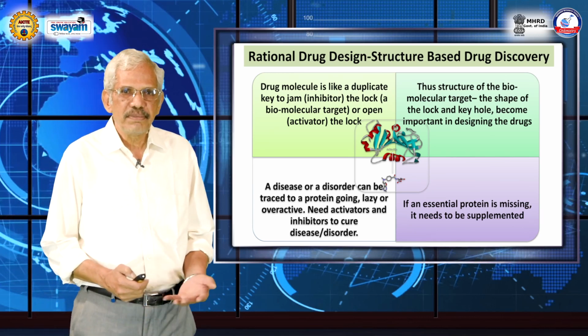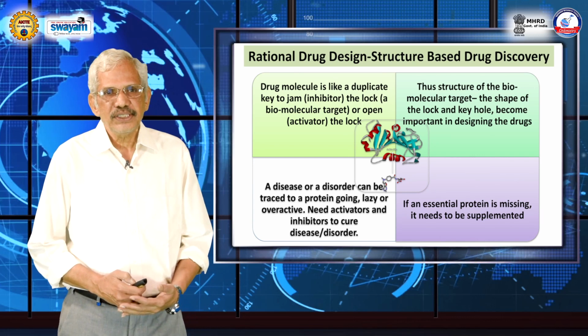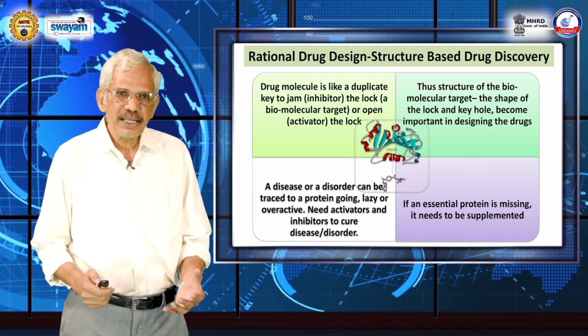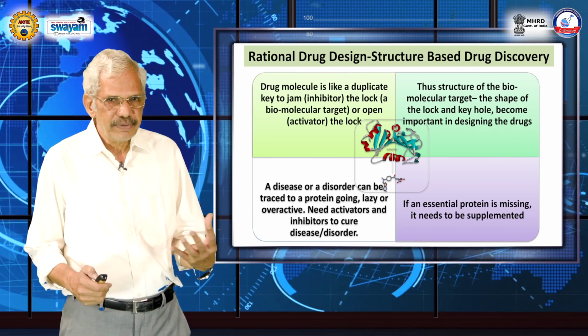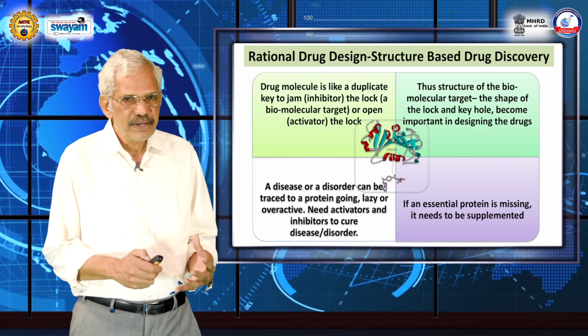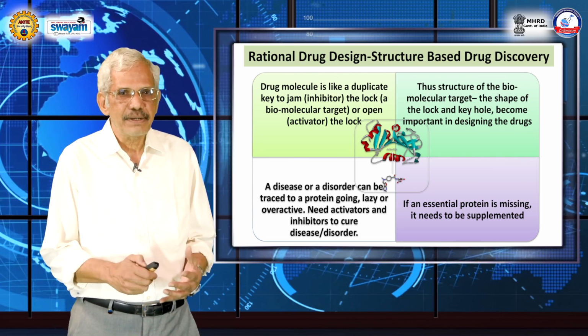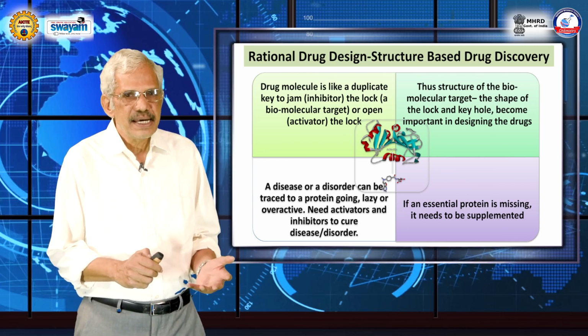Now to talk of rational drug design, as to what do we do today, essentially you need a structure, and a drug molecule is like a duplicate key. If your protein is a lock, you want to jam the lock, that is like an inhibitor, or you want to open the lock, that's an activator. So your drug molecule is either an inhibitor or it's an activator.